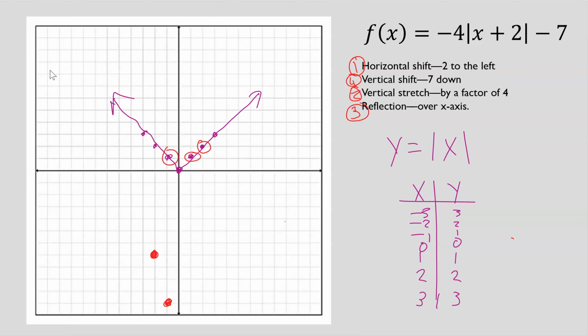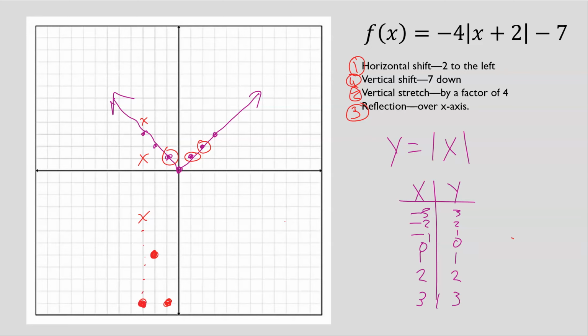Let's do -1, 1. 2 spaces to the left would put me here. Quadruple that y value because of the 4 times. So it's going to become -3, up 1, 2, 3, 4 up there. Reflect it over the x-axis. 1, 2, 3, 4 puts it right there. And then move it 7 spaces down. 1, 2, 3, 4, 5, 6, 7.